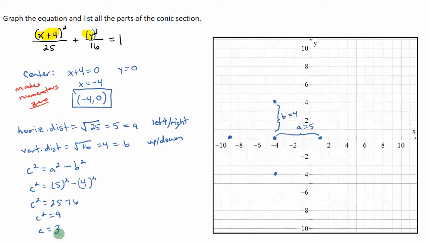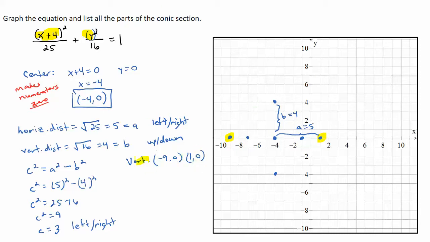If I take the square root, I can see that C is 3, and as I said before, that's measured left and right because A is also measured left and right. So I'll go 3 units right, 1, 2, 3, and I'll go 3 units left, 1, 2, 3, and those are going to be my foci. Okay, so let's see what we have here. These guys out here, 5 units from my center, those are my vertices. So my vertices are those two ordered pairs. This guy is -9, 0, and this guy is 1, 0.